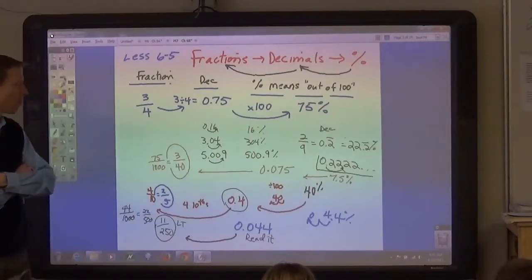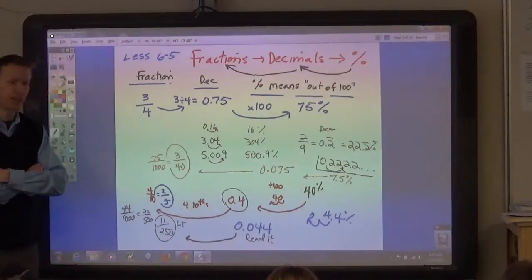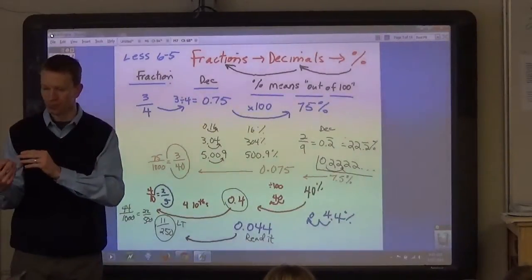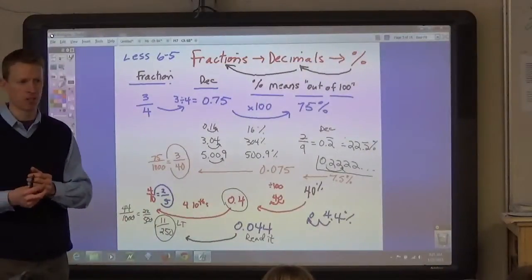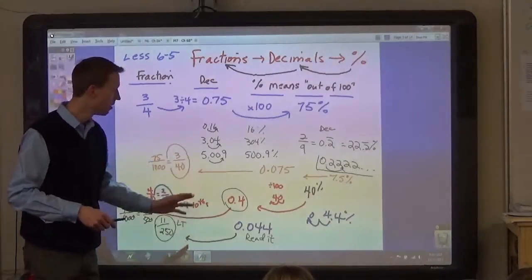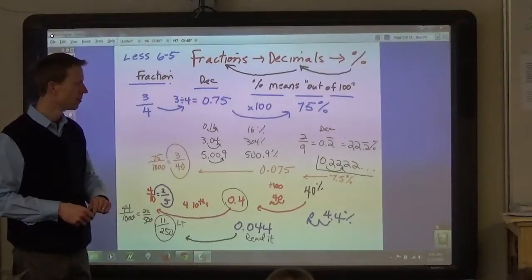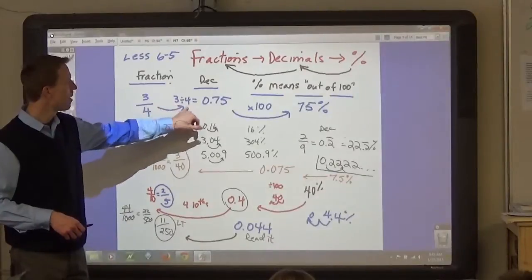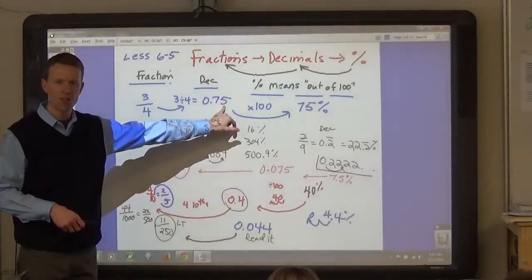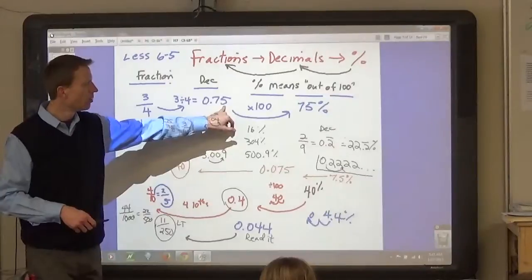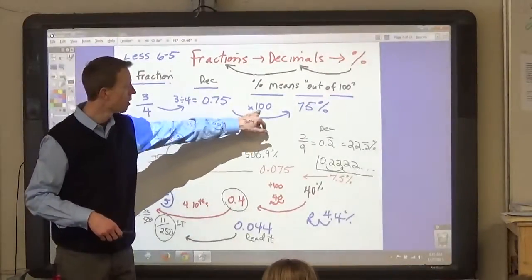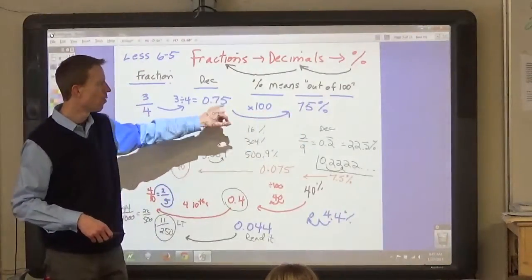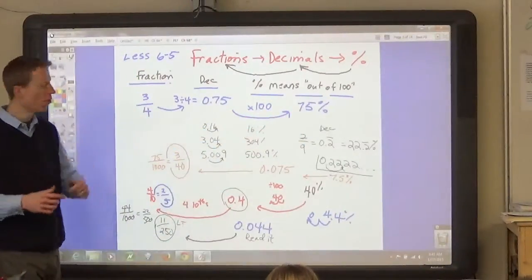Also, for comparing numbers, it's very important to be able to convert a fraction to a decimal. That's the easiest way to compare numbers, because then you just compare the place values. Let's look at this. 3/4, 3 divided by 4 is 75 hundredths. To convert it to a percent, we multiply the decimal number by 100. 3/4 is 75%, right? We all know that already.